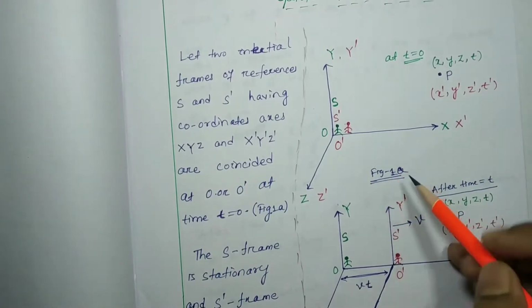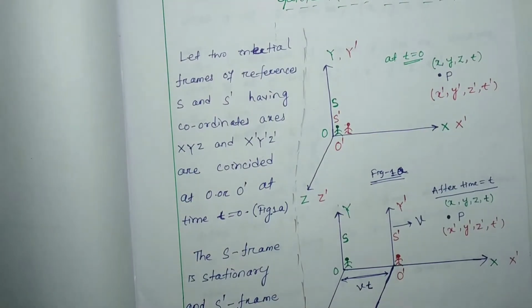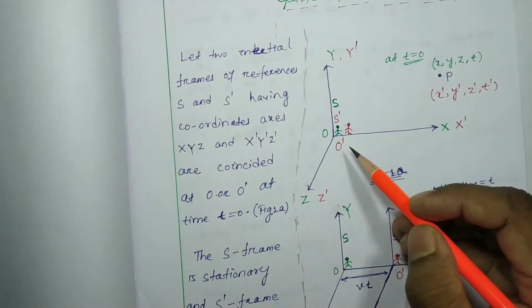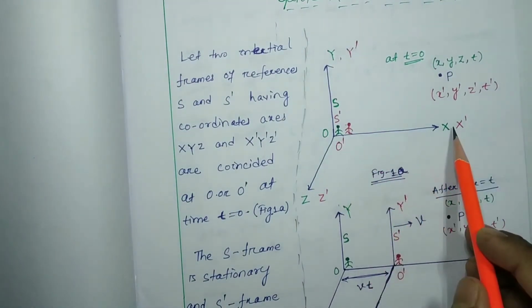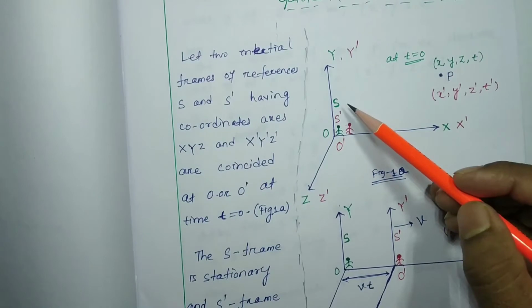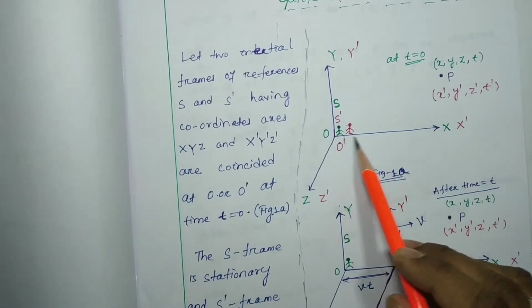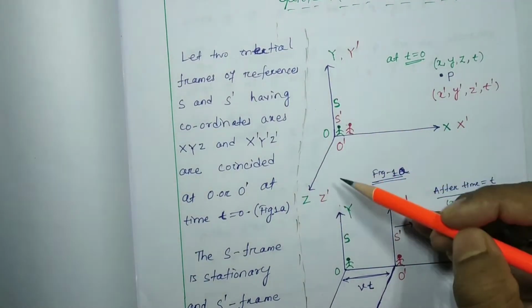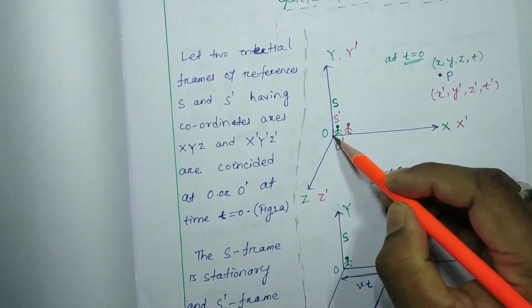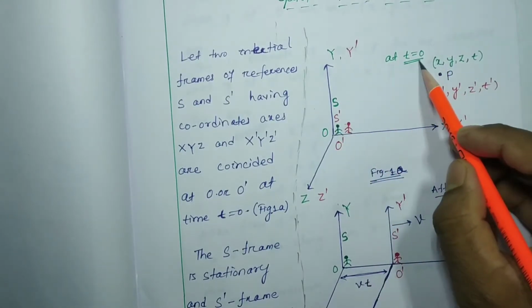In figure 1a, you can see that two frames of reference are coincided at O, or we can say O dash also. Here you can see this is your x axis, this is your positive z axis, this is your positive y axis. The two frames of reference, S and S dash, are both coincided at t equal to 0. So the x-axis, y-axis and z-axis all are coincided at this point, which we can say is O or O dash.